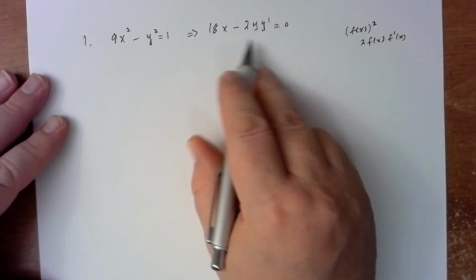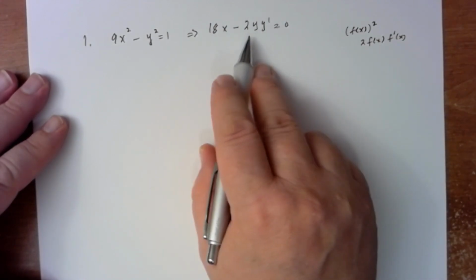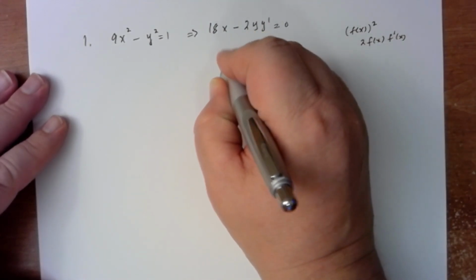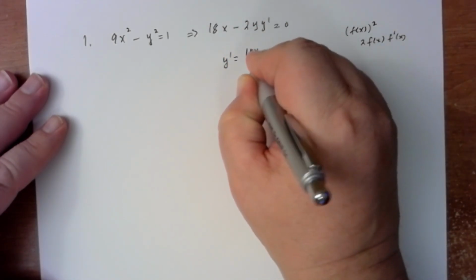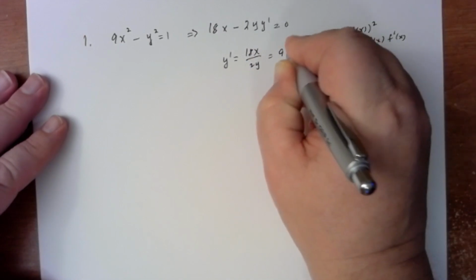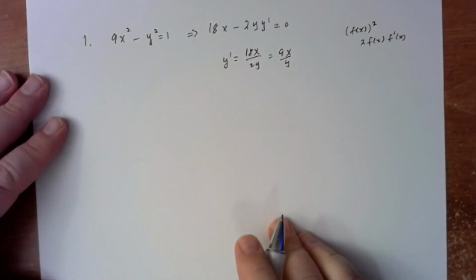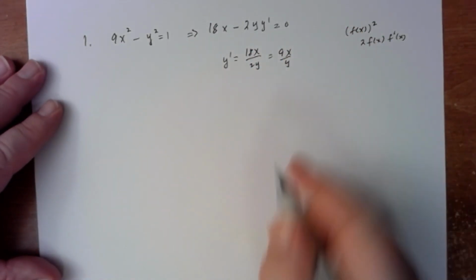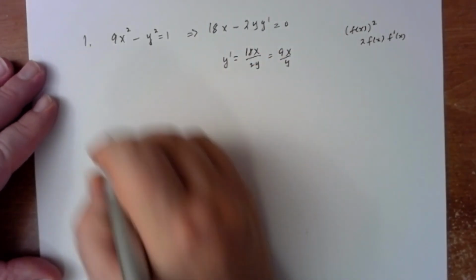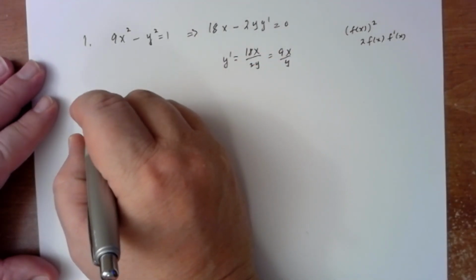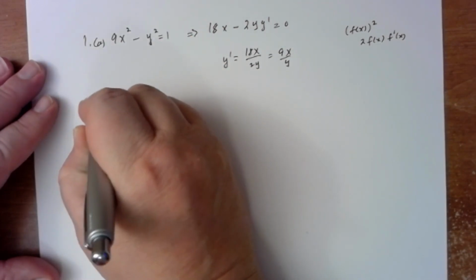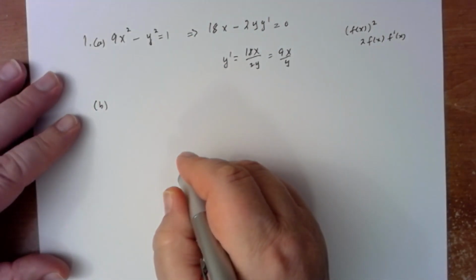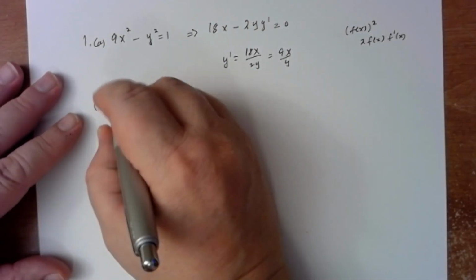Okay, and so move the 18x over, divide by 2y, and you get that y prime is going to be 18x over 2y, which is 9x over y. Good. Or you could write that as dy over dx. Let's see, that's 1a, I guess, huh? And so b is going to be, this one's a little bit more complicated here.